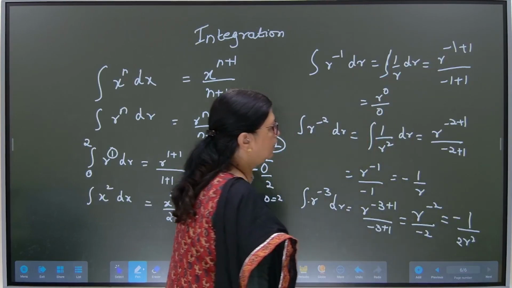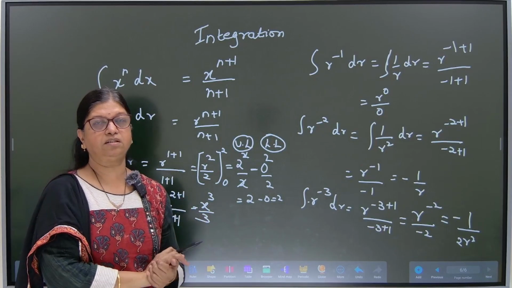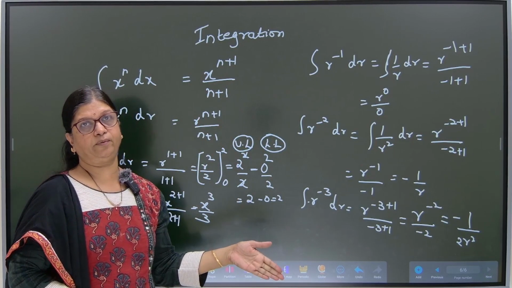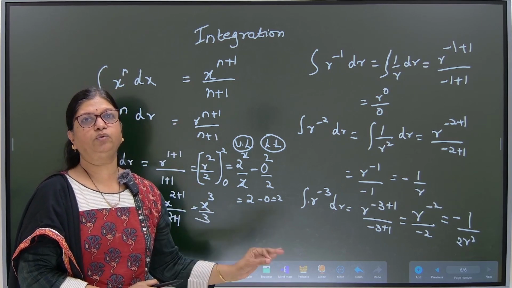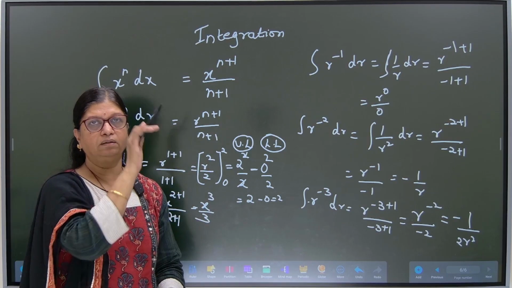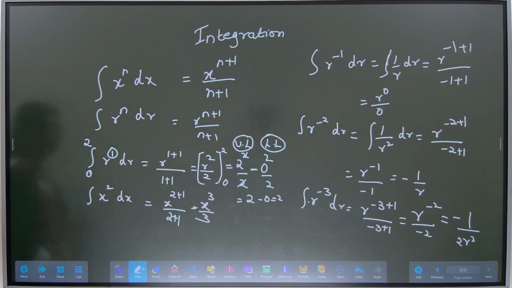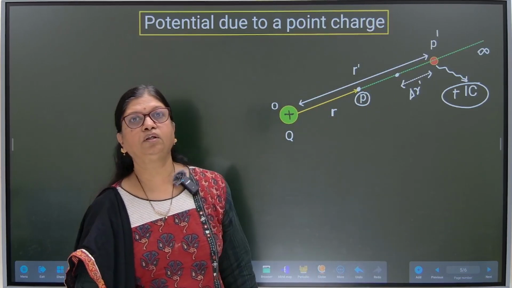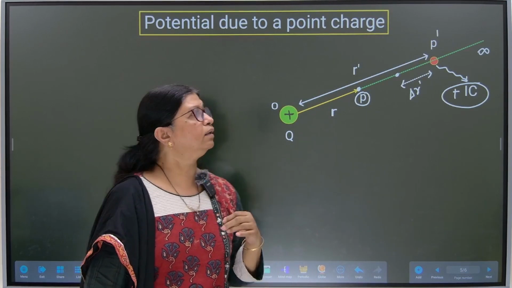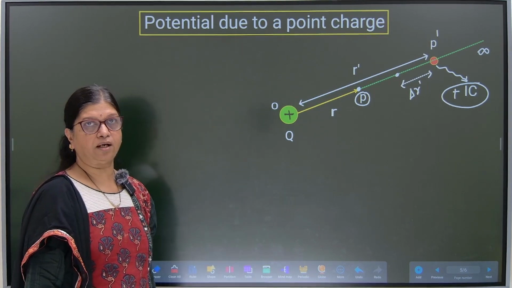Take a pic of what we have done just now so that all these examples you can revise and understand in your way. Self-study is the best study. I'm just moving. You take a pic. Then we will go back to the derivation. Okay. So now we go back to the derivation of potential due to a point charge.